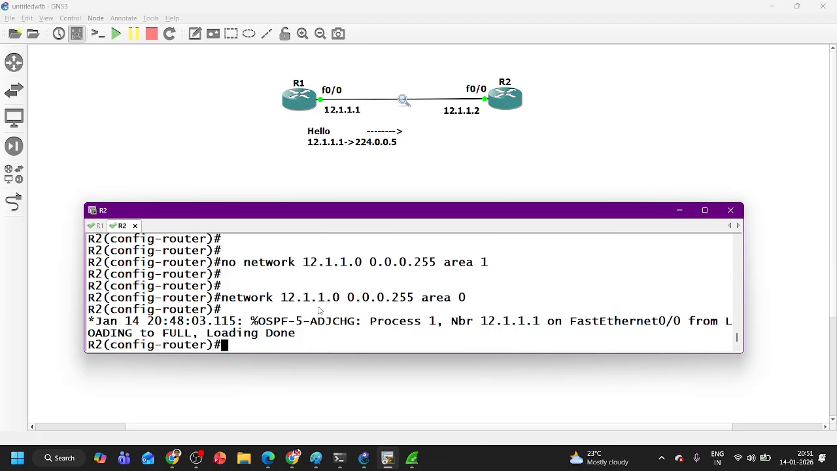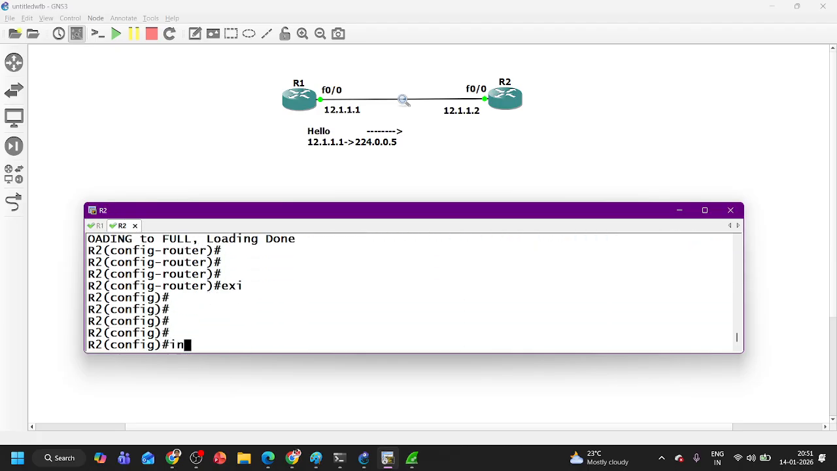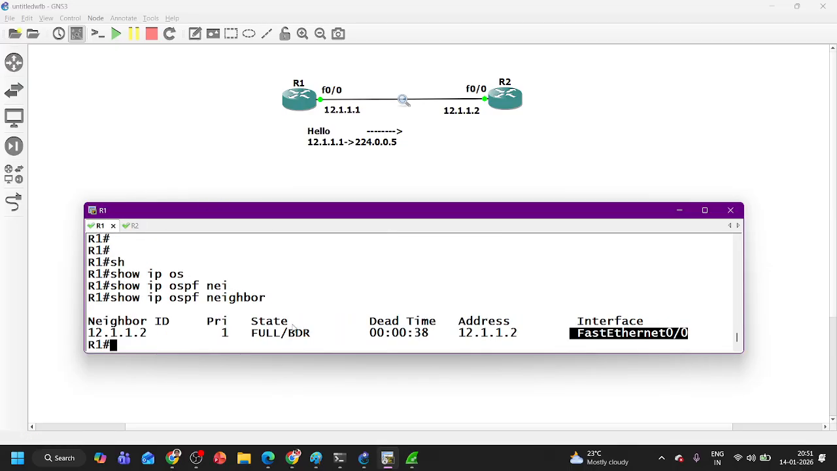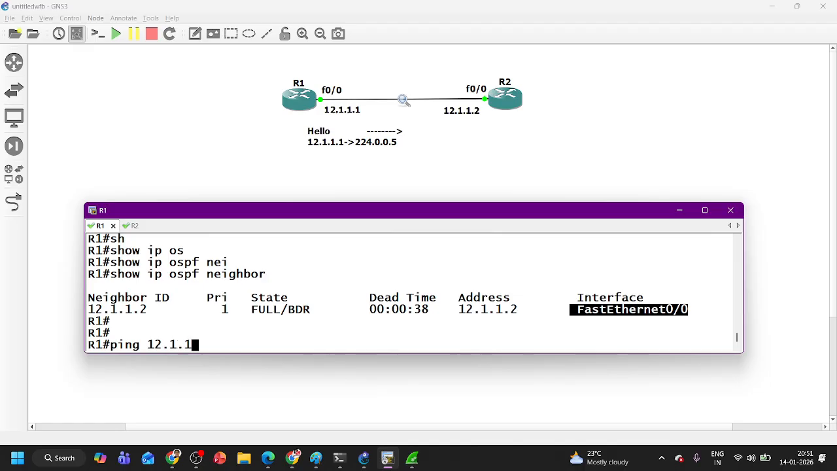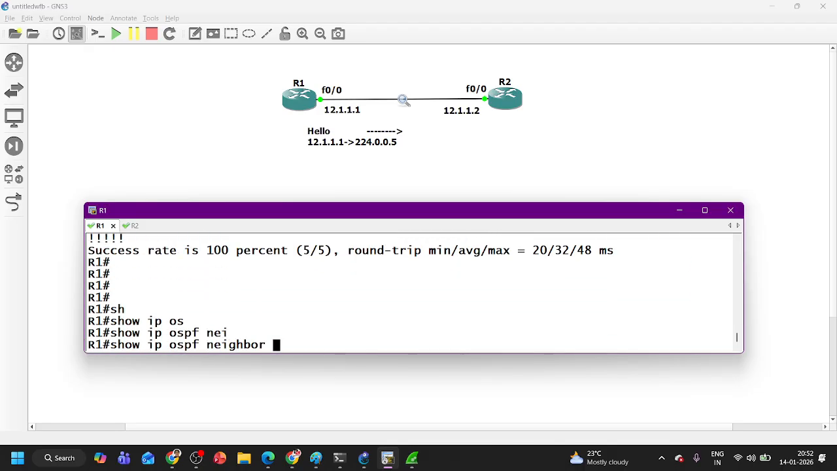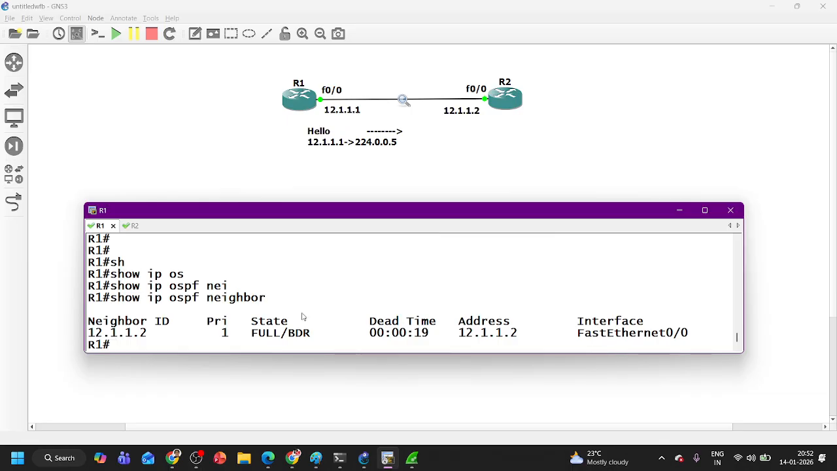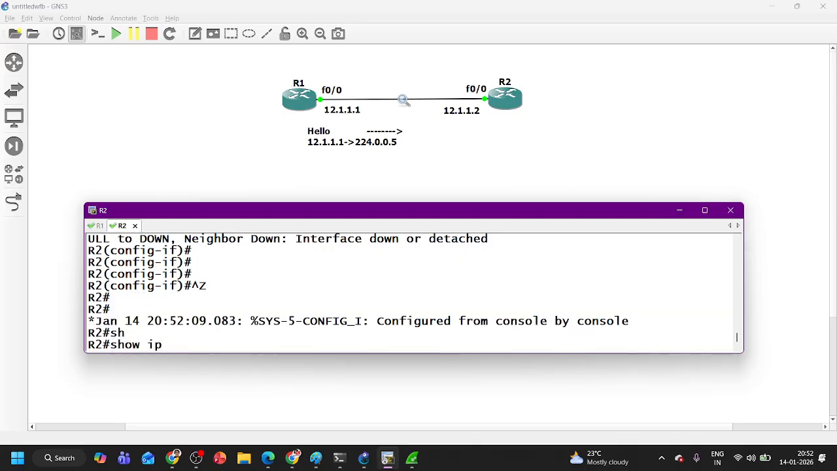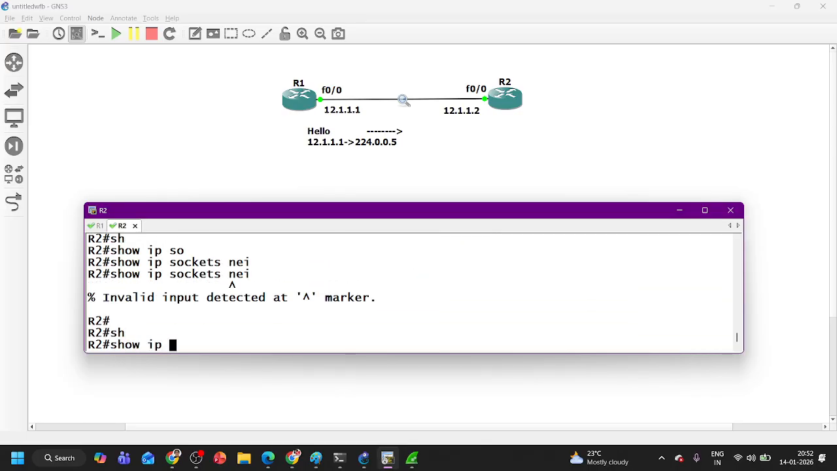If I change the subnet mask on any router, go to R2 interface F0/0, ip address 12.1.1.2 255.255.255.128, right? So tell me, can router 1 ping router 2 now? Can ping work? Reachability is there. Ping 12.1.1.2. Ping is working. Yes, working. So show ip ospf neighbor. Is neighborship there? Yes, neighborship is also there. Praful, you said subnet mask must match.